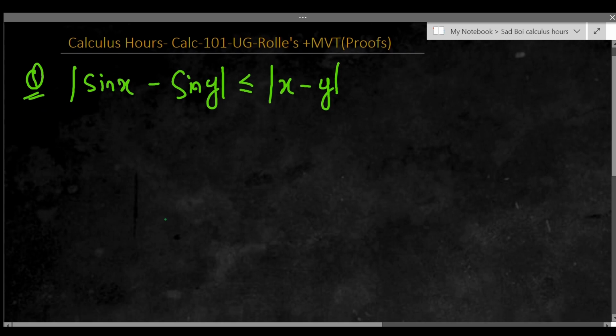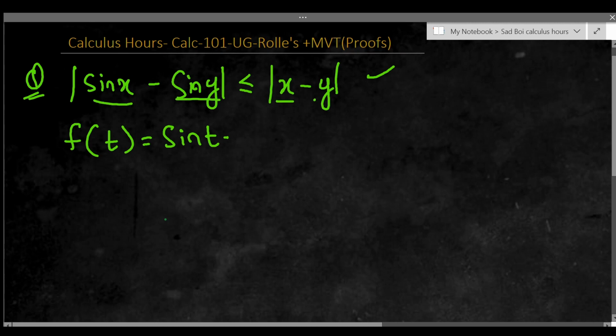So let's consider a function f of t such that f of t is sine t, because the first thing that you're going to notice in this inequality is that it's something of the sort modulus of f of a minus f of b is less than or equal to modulus of a minus b. This is only possible when our function is of the form sine t, and we have the domain as x and y.